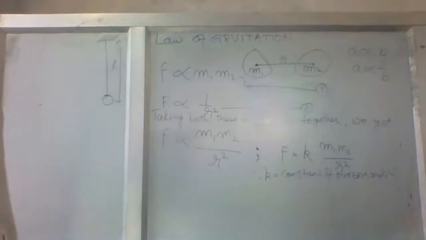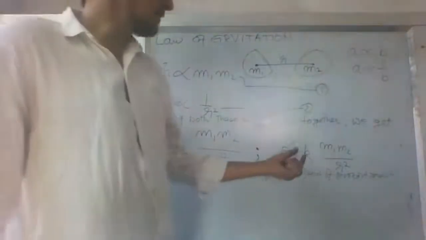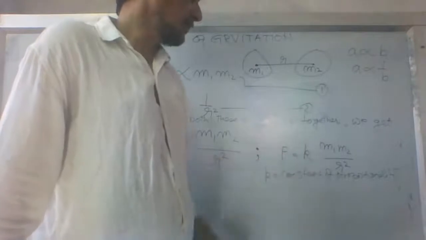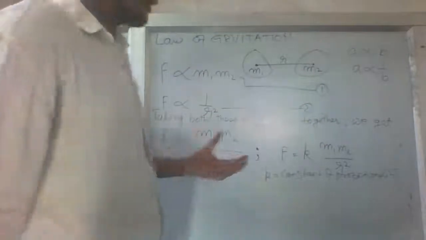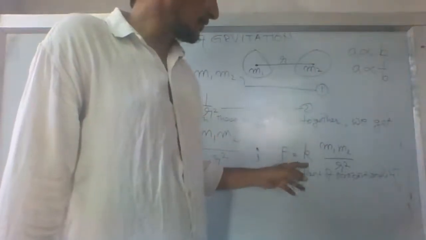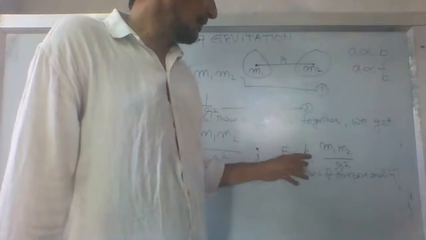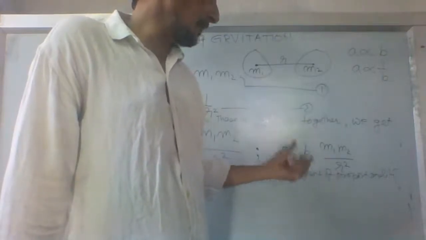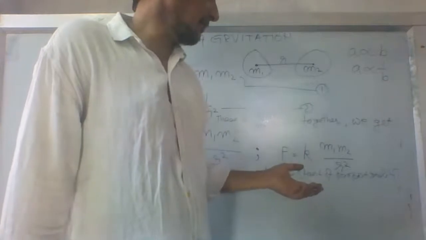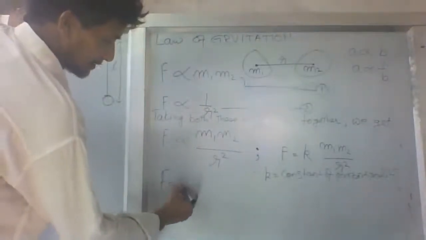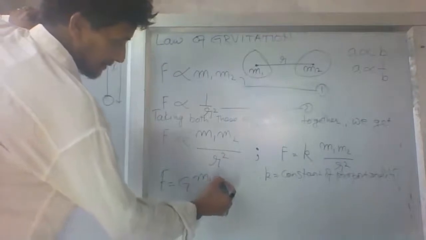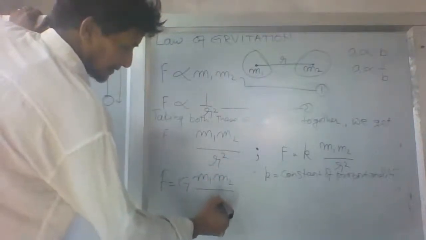What is this? The constant of proportionality. Got it? What is its value? Its value is capital G, for this equation, not for everything. Everywhere the value of K changes, so it is a constant. For every equation, this is a changed value or changed magnitude. But for this equation, K is being replaced by capital G. So F is equal to G M1 M2 upon R square.